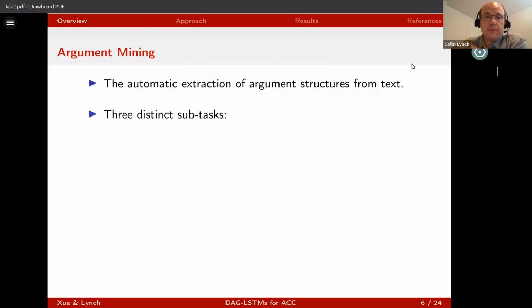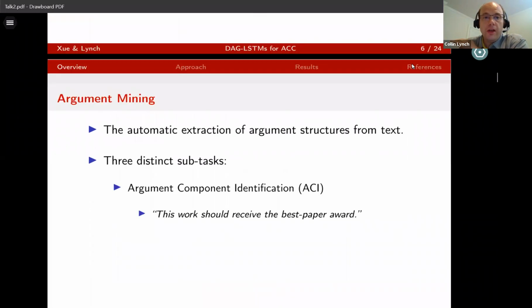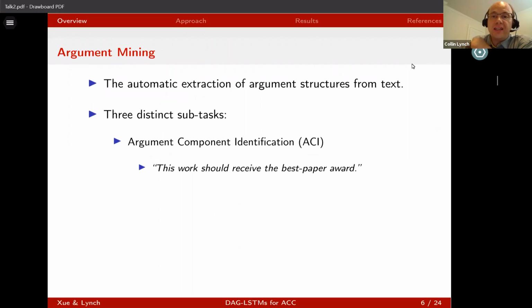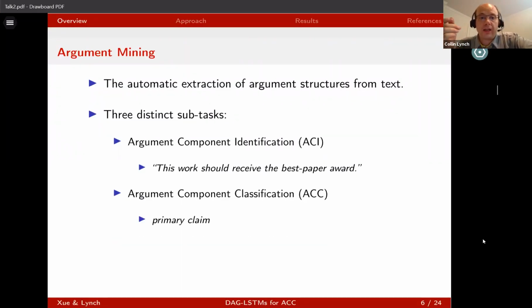Argument mining is the automatic extraction of argument structures from text. In general, this breaks down to three distinct subtasks. The first is argument component identification, that is finding the pieces of argument. So a statement such as, this work should receive the best paper award. We have to recognize that that is in fact a component of an argument. We then have to recognize what type that is. We have to conduct argument component classification and state that that is in fact the primary claim.